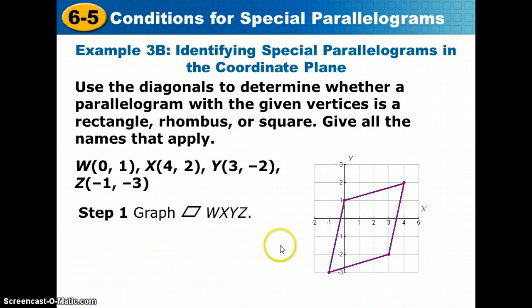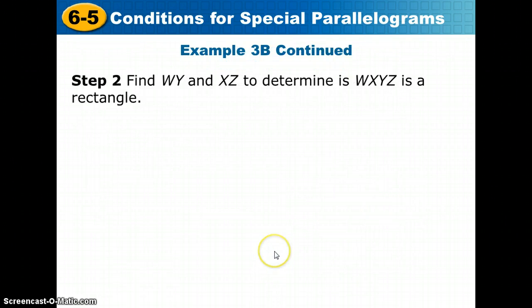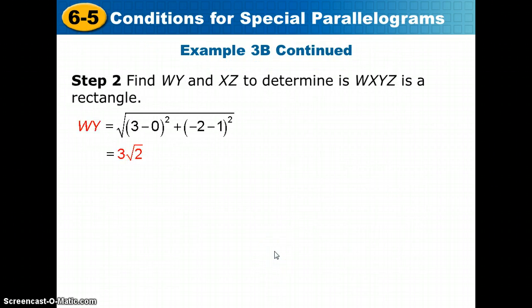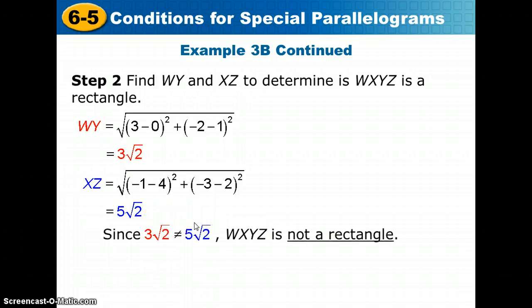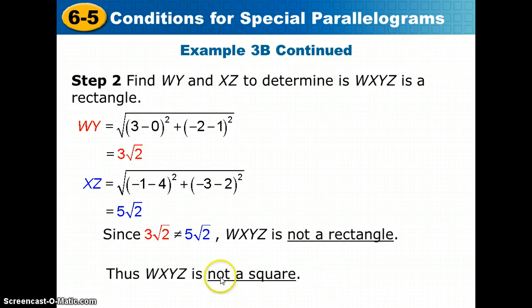Alright, if you need more time, pause the video, but otherwise, this is what we should have. Looking at the diagonals, one is 3 root 2, one is 5 root 2. Those are not equal values. Those are not congruent. That means the diagonals are not congruent, so it is not a rectangle. But I can still check and see if it's a rhombus. Remember, because it's not a rectangle, I know it's also not a square.